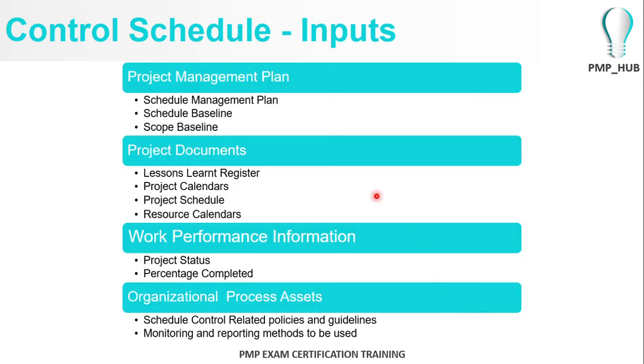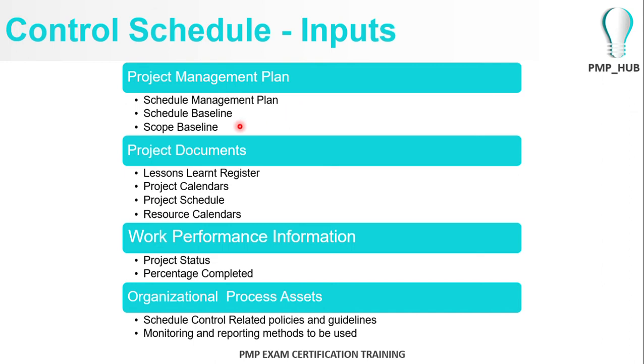As an input to this process, the schedule management plan, which provides the guidelines, procedures, and policies regarding how you manage the schedule of your project, will be of importance, because it will provide the tolerance limits, the control limits, the escalation paths, and other processes and guidelines that you need to adhere to during this project.